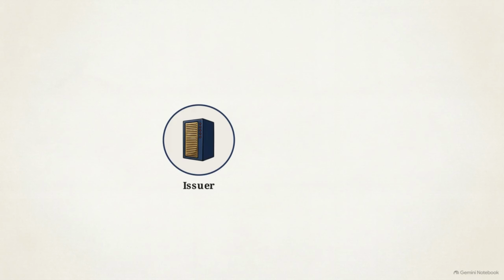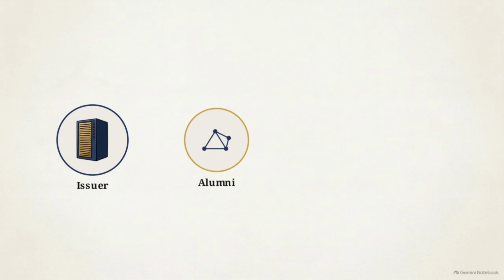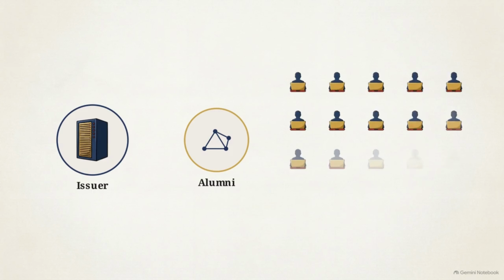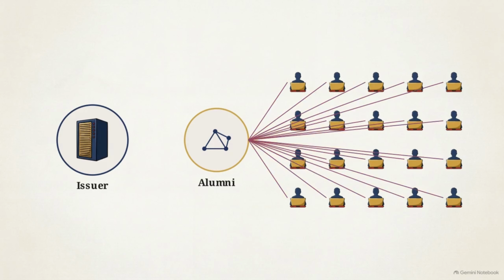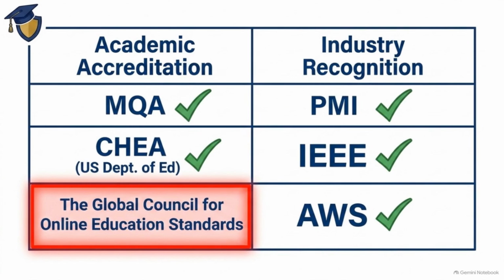We then use open-source intelligence to investigate the organization, use a whois query to check the domain registration, and verify the physical address to see if it's a legitimate office. Map their alumni on professional networks. If the profiles were all created recently and lack meaningful professional connections, you are looking at a manufactured network of bots. This comparison table distinguishes between academic accreditation and industry recognition.